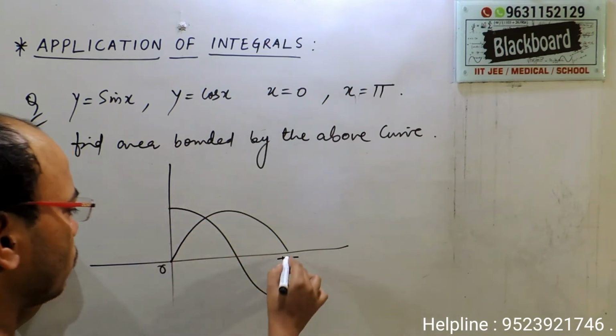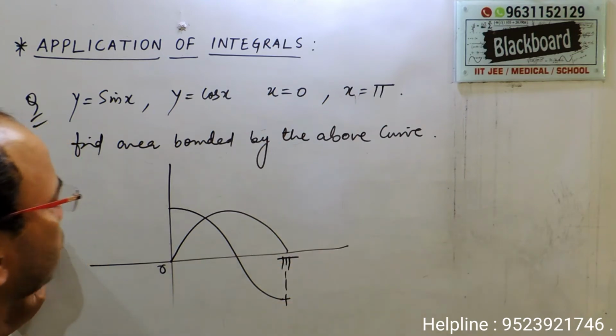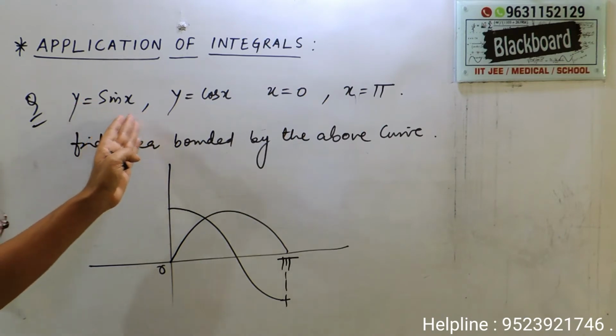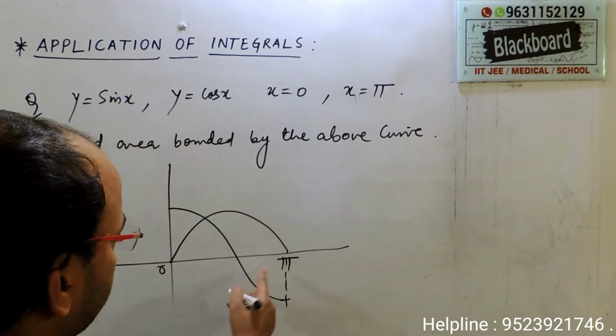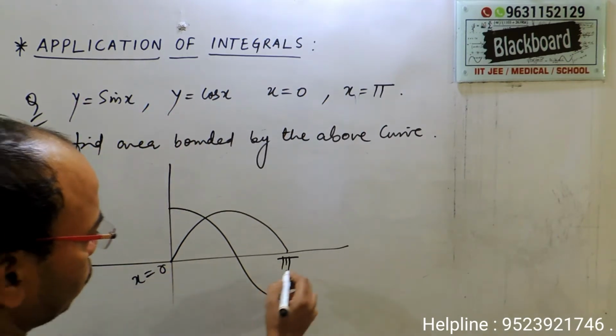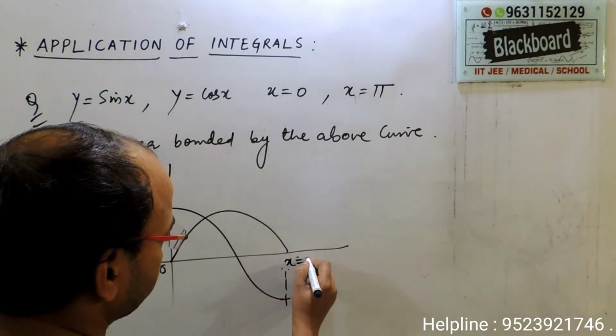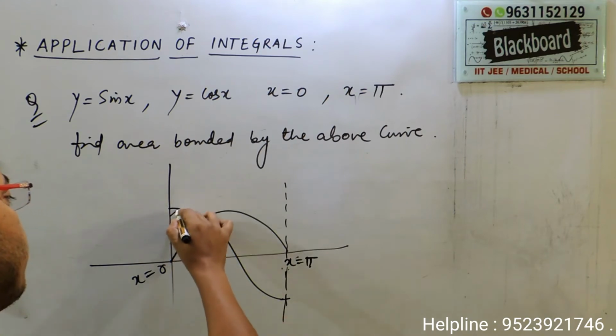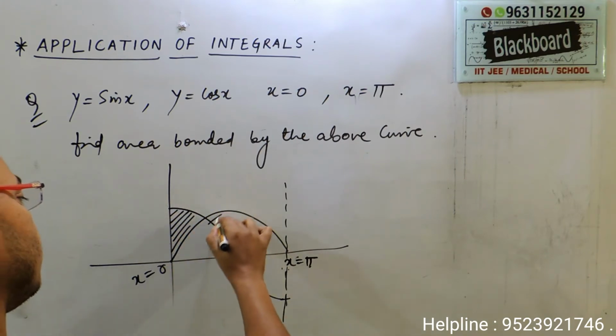From 0 to pi, this is 0 and this is here pi. And you have to find area between y equals to sin x and y equals to cos x, from x equals to 0 to x equals to pi. That means pi is this line. And you have to find this area.